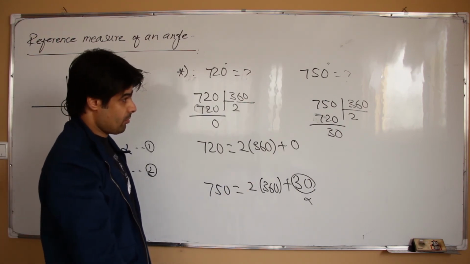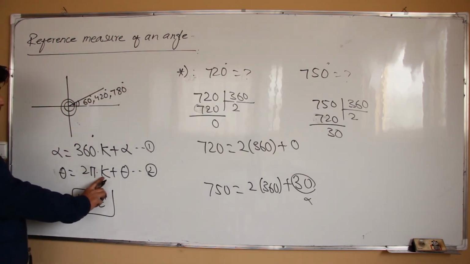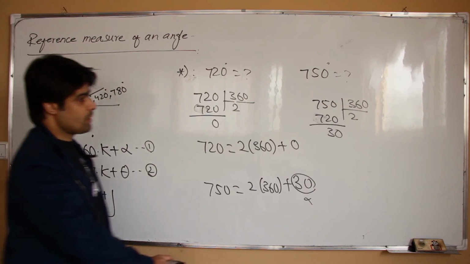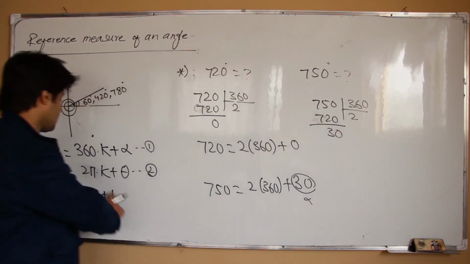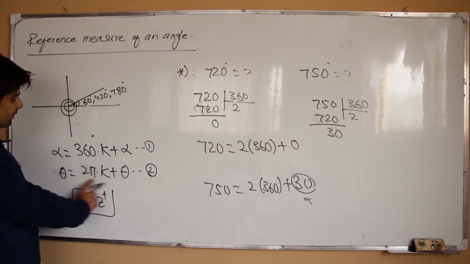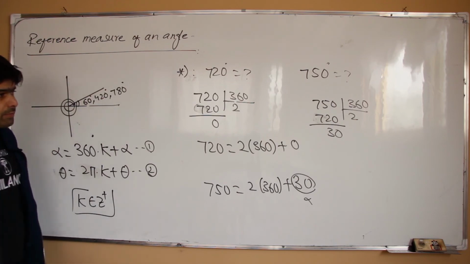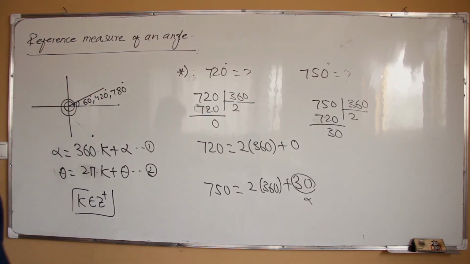If we have a radian system, then divide by 2 pi, whatever your quotient comes to, that's called k, and the remaining is your theta, and that theta is the reference angle for the previous theta. Now we will have our best example. Write it, please.